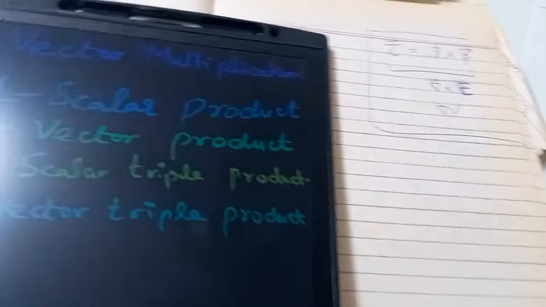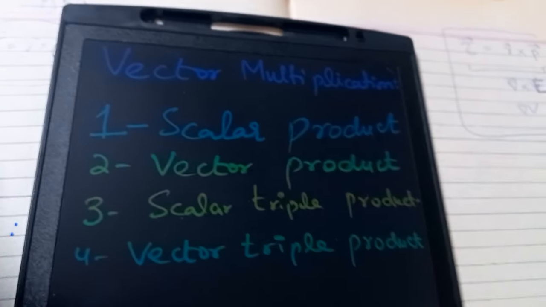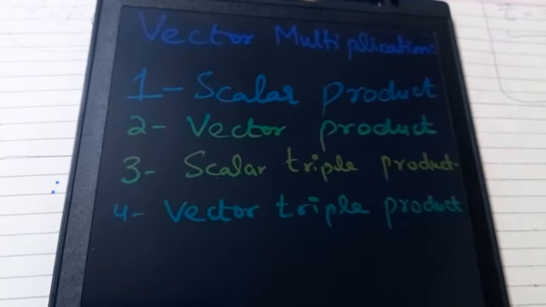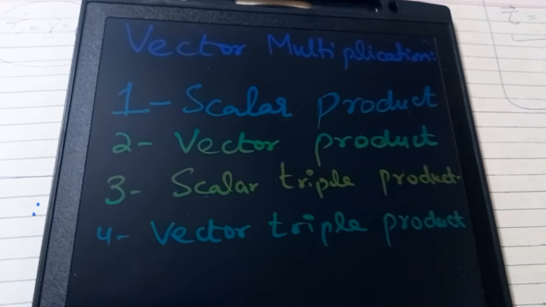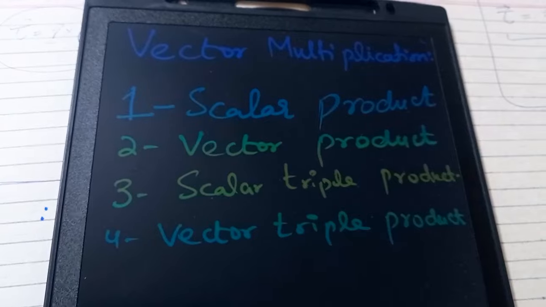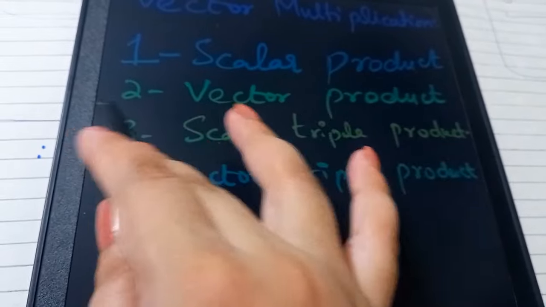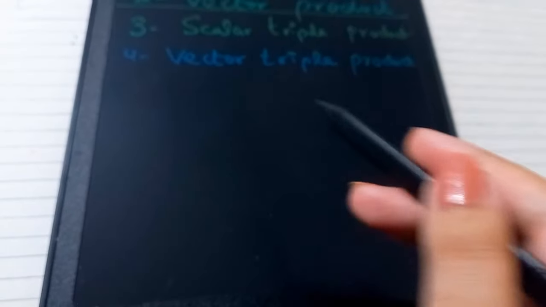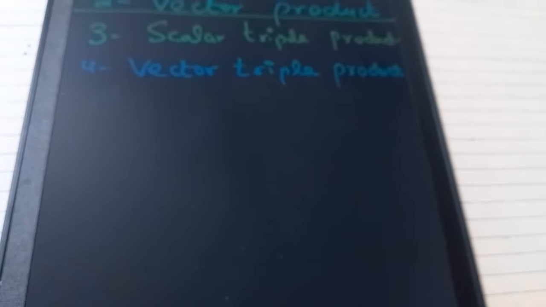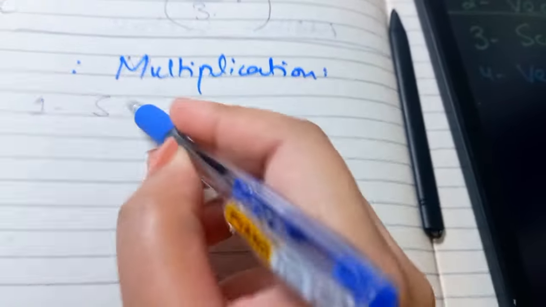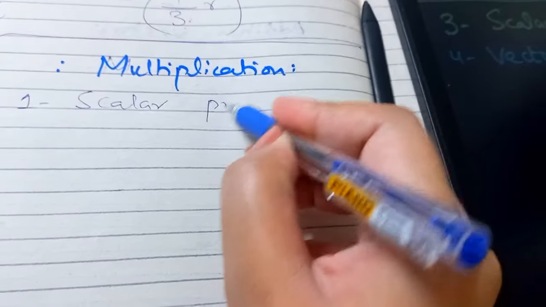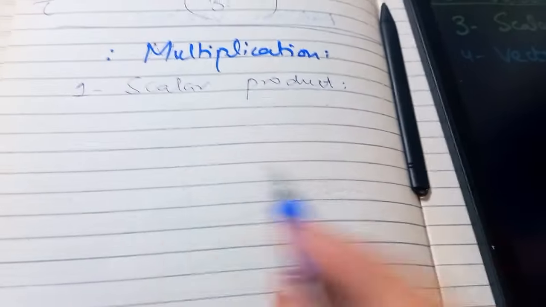Let's have a basic introduction to these vector products and vector multiplications. There are four kinds of vector products. The first one is the scalar product, which is a double product. The scalar product and vector product are the two basic ones, and they are products of two vectors. By double we mean we have two vectors whose product is calculated by this rule.